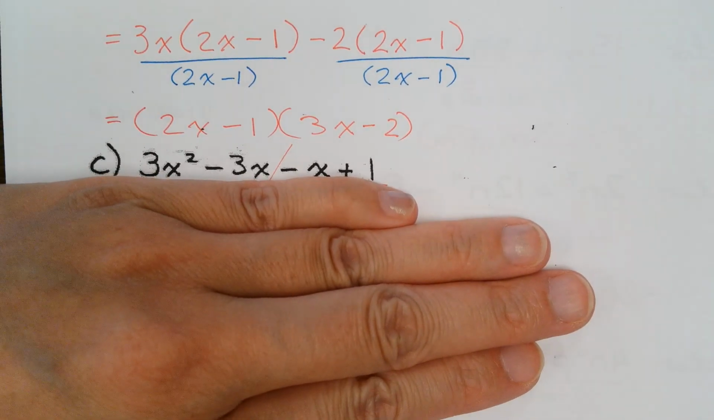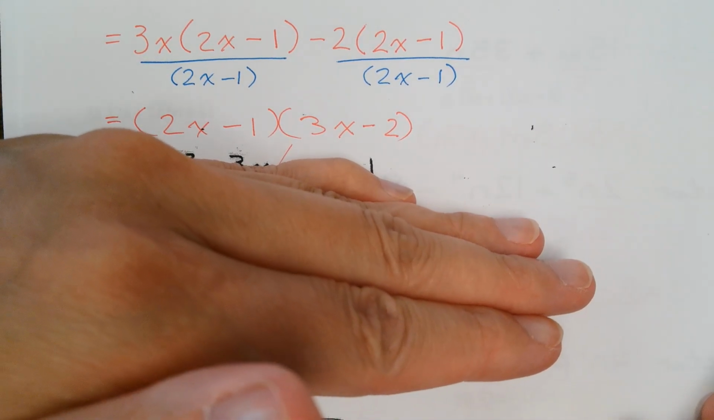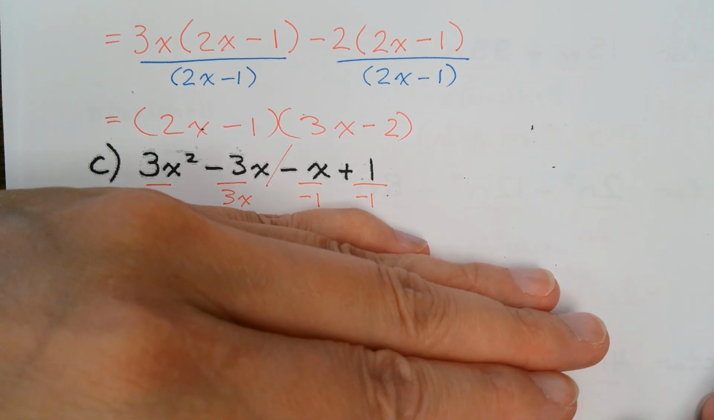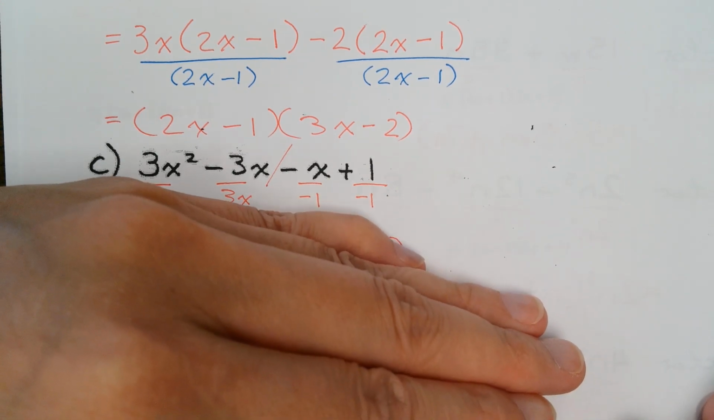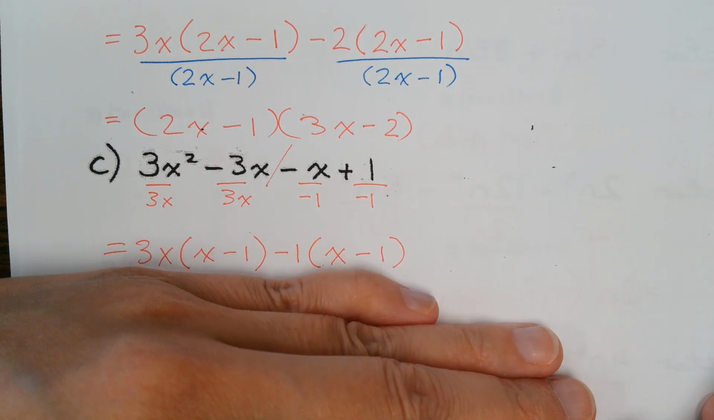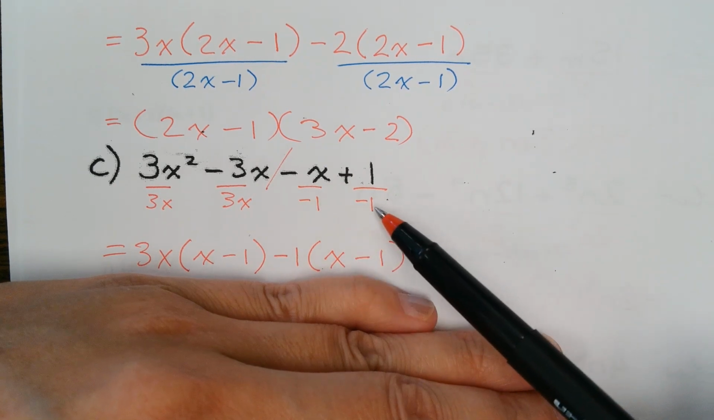Okay, Miriam. I divide by 3x, and then divide by -1. And you get 3x times x minus 1 in brackets, and you get -1 times x minus 1 in brackets. Perfect. The -1 here was the trick.